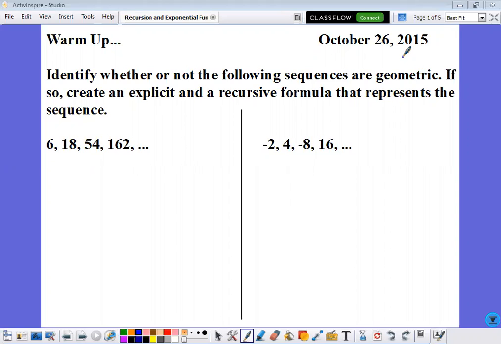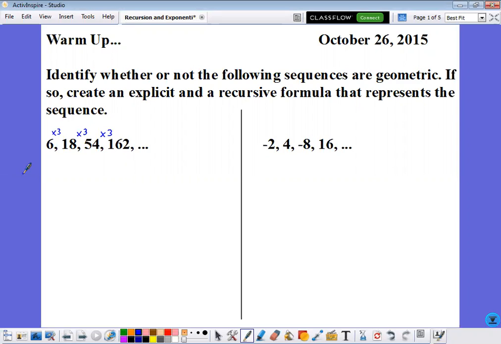So this first one, 6, 18, 54, and 162, we're multiplying times 3 every time we go up. 6 times 3 is 18, 18 times 3 is 54, 54 times 3 is 162. So we're multiplying each time. Now we talked about how to be able to find that common ratio. Since we're multiplying to go to the next term, we could find the common ratio by using division.